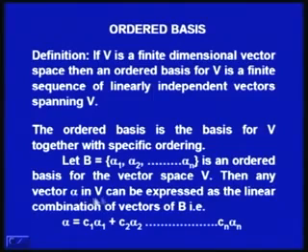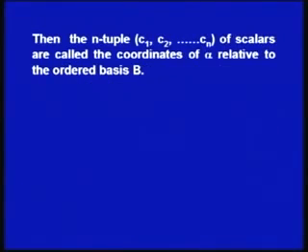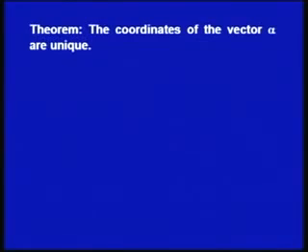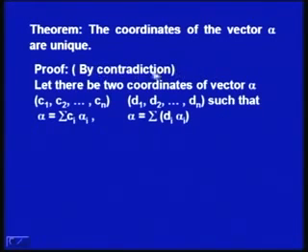then any vector alpha in V can be expressed as a linear combination of vectors of B, that is alpha is equal to C1 alpha 1 plus C2 alpha 2 plus Cn alpha n. Now, in this case, the n-tuple C1, C2, Cn of scalars are called the coordinates of alpha related to the ordered basis B. Now, we have a result which says that the coordinates of the vector alpha with respect to an ordered basis are unique. We prove this result by contradiction.